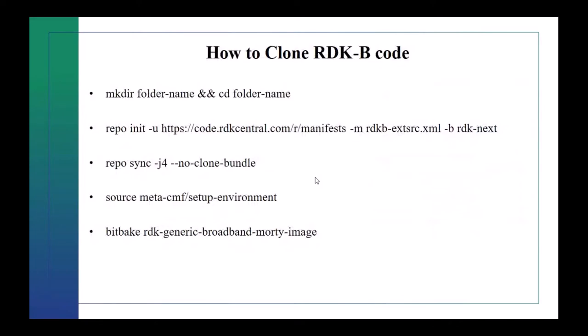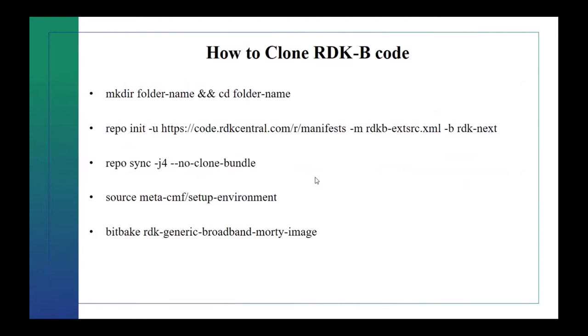We are now in the most important slide. To get started with RDKB, we first need to clone the code. These are the steps to clone the RDKB code, but before doing it, there are many dependencies to be installed in Ubuntu. Not only that, you should have enough space to build the code. RDKB needs 100 GB of space. For more details, I'll provide a link in the resources section. Here you can see the steps.